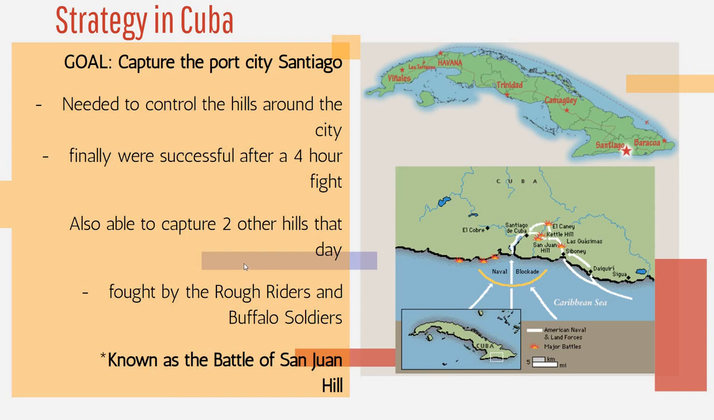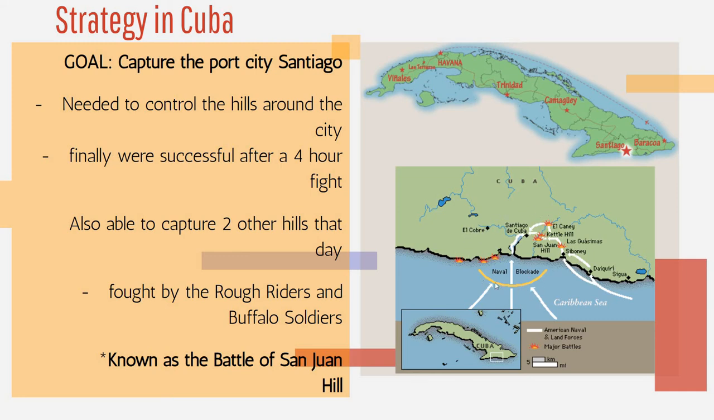So, what's the American strategy? Well, the goal here is to capture the port city of Santiago. Santiago is down here on the very southern tip of Cuba. And to do this, Santiago is surrounded by hills. So if we look at this map down here, Santiago is surrounded by these hills.